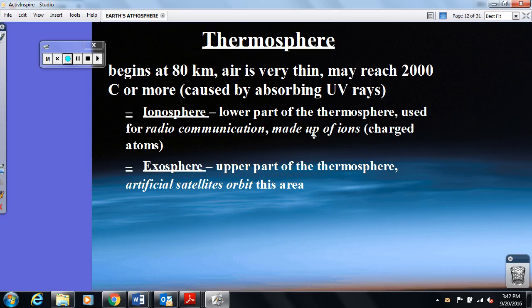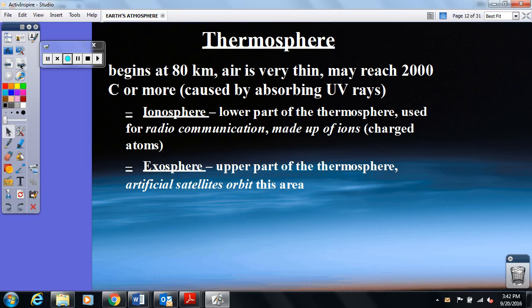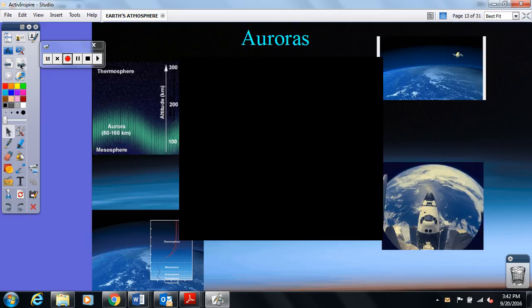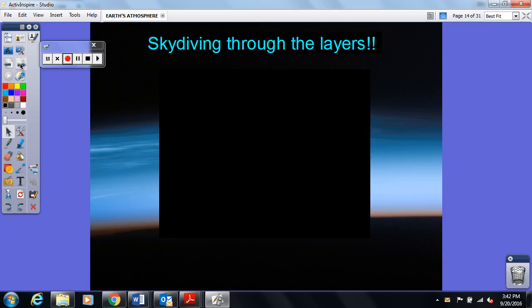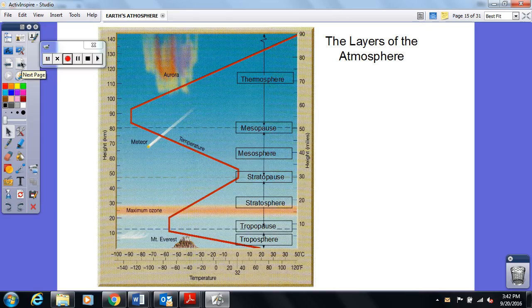And then the very top of the atmosphere is called the exosphere, and this is where most of the artificial satellites are orbiting. They pretty much stay at this one level, and then they just circle the globe. And we're skipping that.